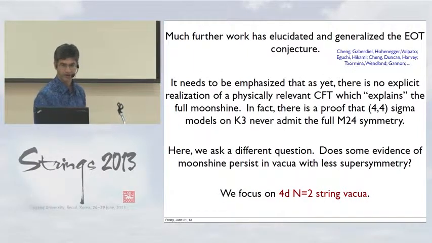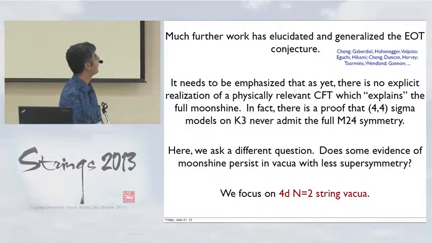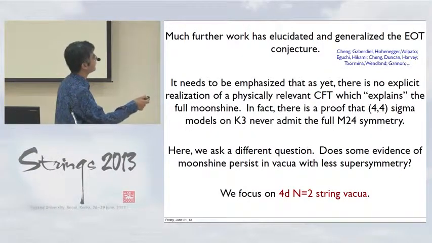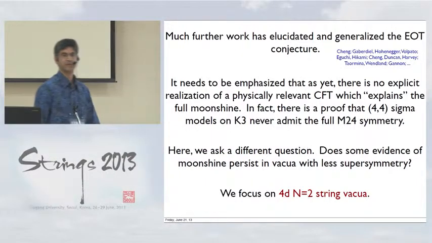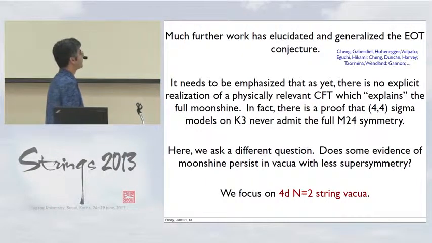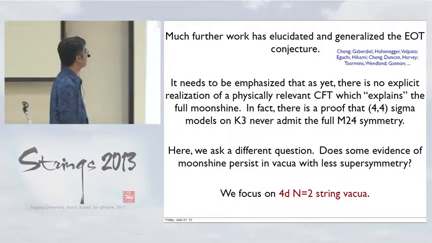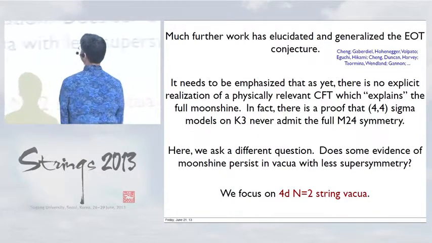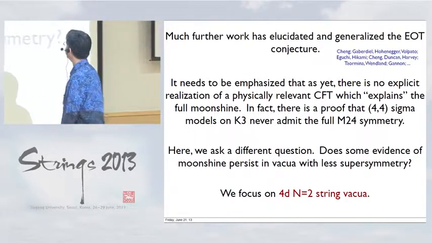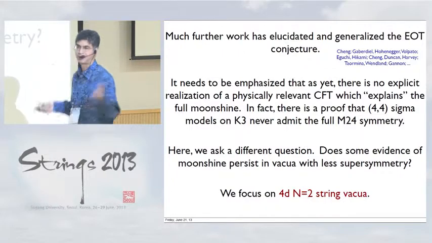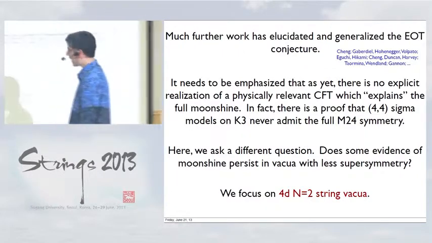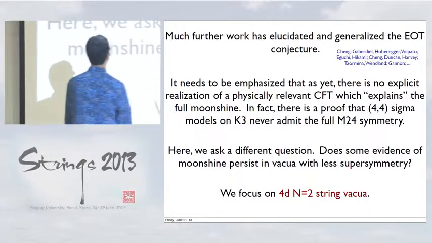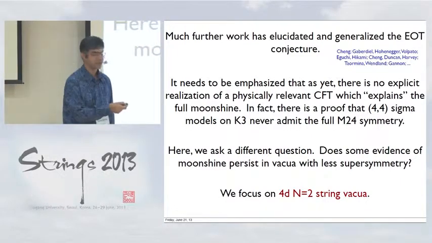Now, much further work has elucidated and generalized the conjecture that these authors made. Some of the experts are in the audience. Here's at least a good subset of the people who have further elucidated this conjecture in the last 3 years. But it needs to be emphasized that as yet, unlike the case of the monster, there is no explicit realization of a physically relevant CFT that really explains the full observation. And in fact, there's a proof by the group at ETH that no (4,4) sigma model with K3 target can ever admit the full M24 symmetry.